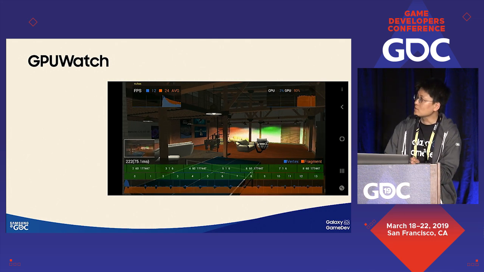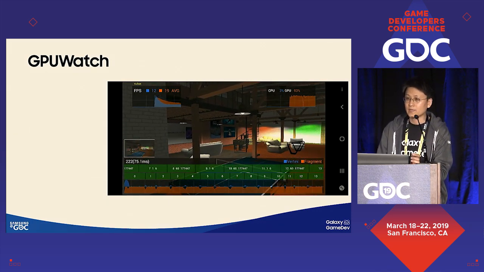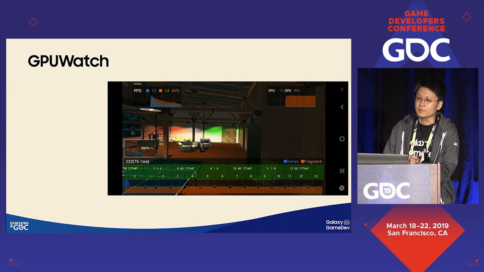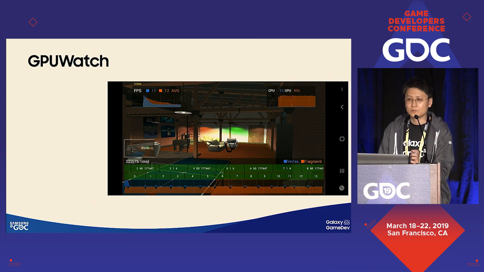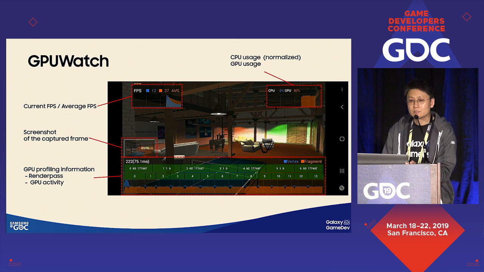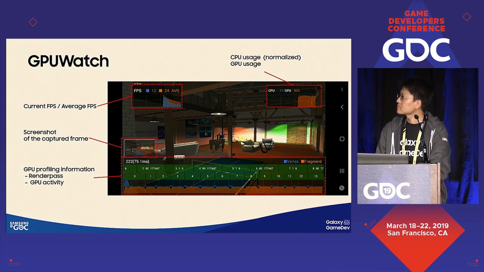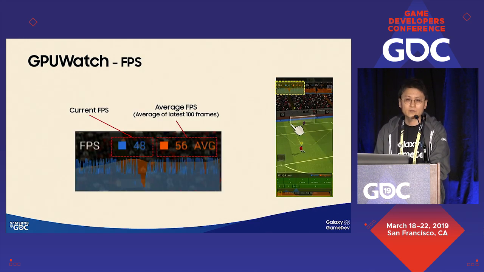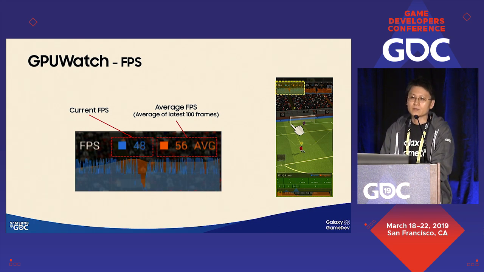While a game is running, GPUWatch shows the performance information on a device overlay in real time. There are several widgets to show performance information. Let's take a look at them one by one. On the left top corner, there is an FPS widget. Currently, it shows two data, the current FPS and average FPS.